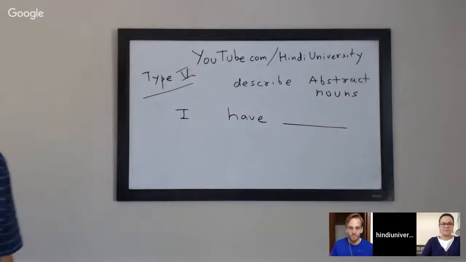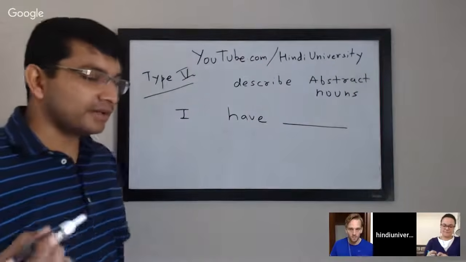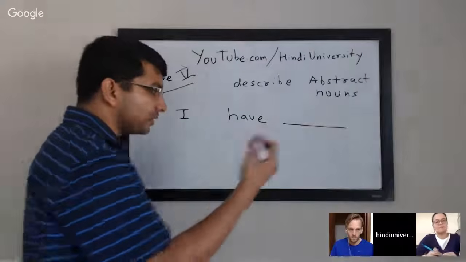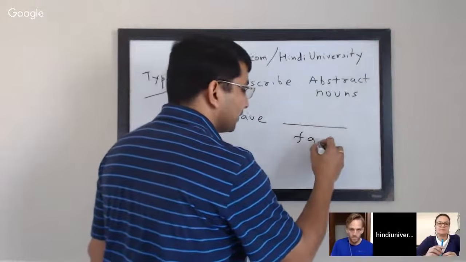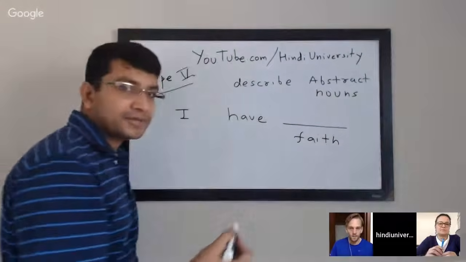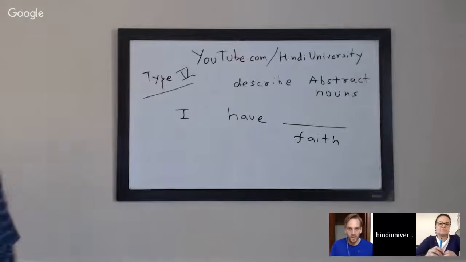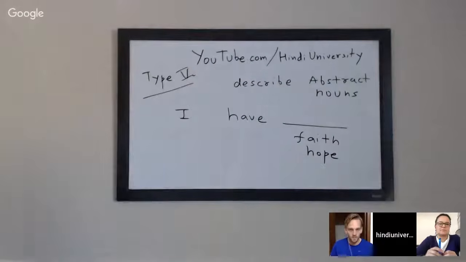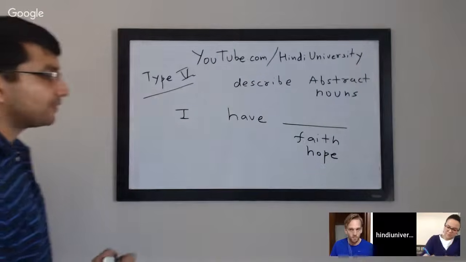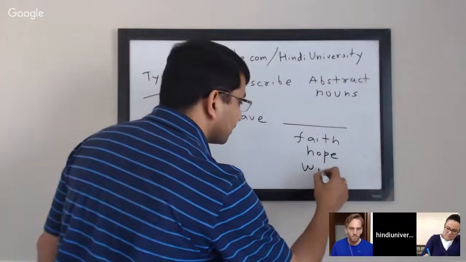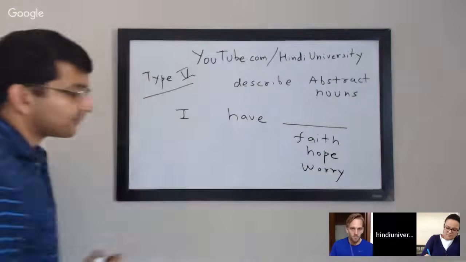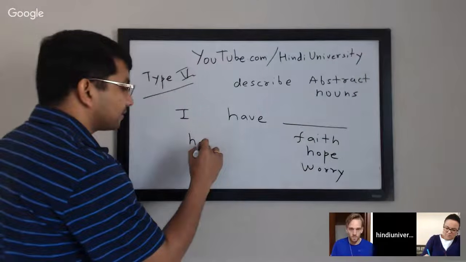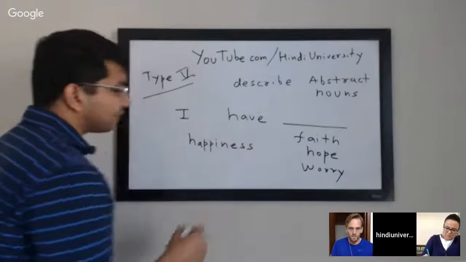Those are not really abstract nouns, but you will say it in India quite a lot, especially if you're speaking with native speakers. They'll use these words quite a lot, like I have faith. Okay, faith, it's an abstract noun. Similarly, I have hope or I hope. Or I have worry or I worry. Okay, similarly, happiness. These are all abstract nouns.